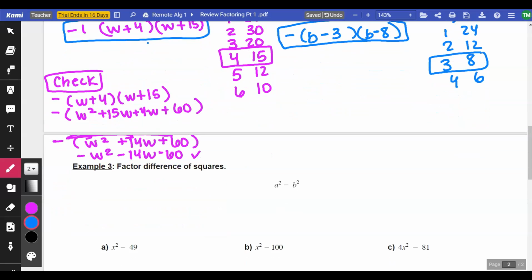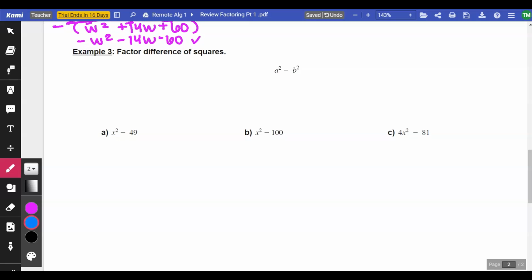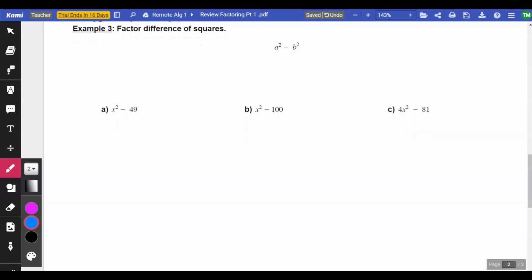So real quick, I would also like to try factoring a difference of squares. Let's go ahead and review this. So when we factor a difference of squares, difference means to subtract. If you see a difference, that means there has to be subtraction. And squares just means perfect squares. So for example, 9 is a perfect square because 3 times 3 is 9. Let's see, 49 is also a perfect square because 7 times 7 is 49.